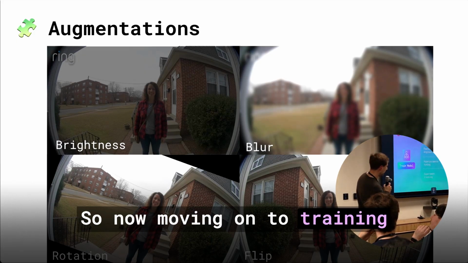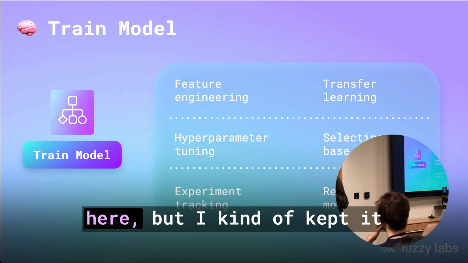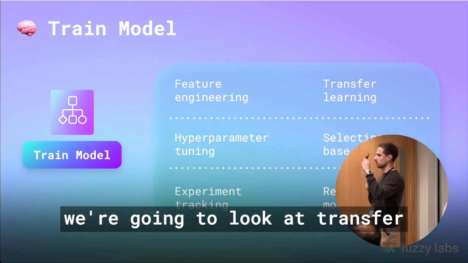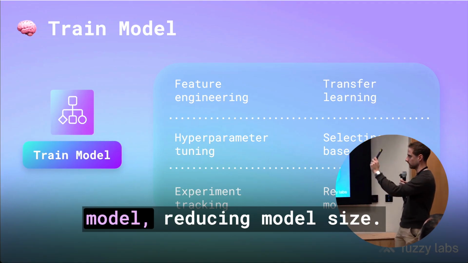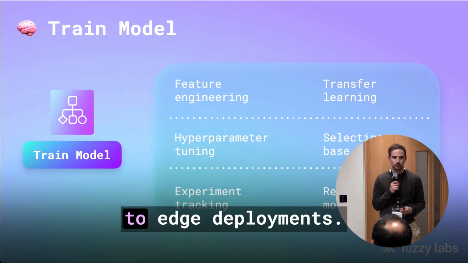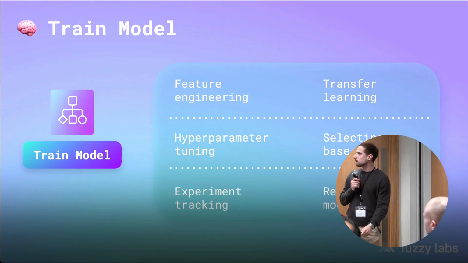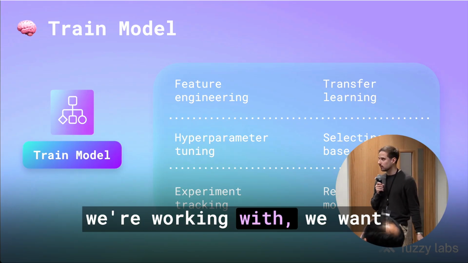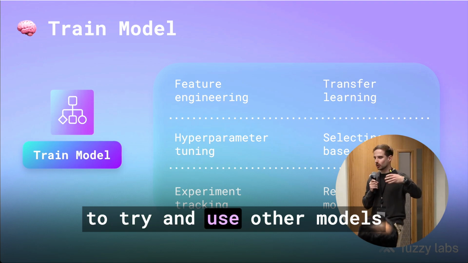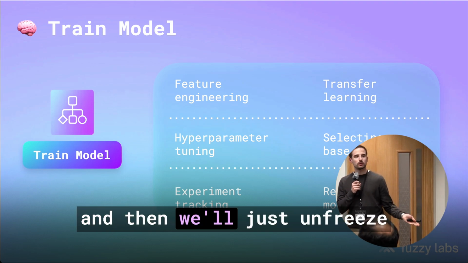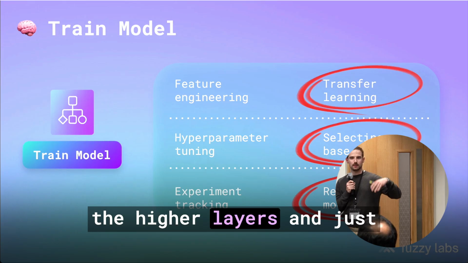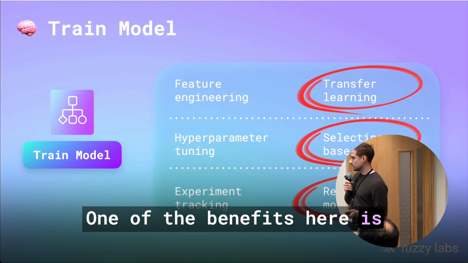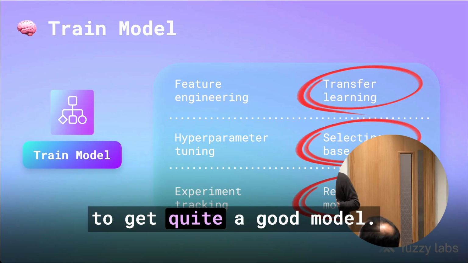So now moving on to training, I could put loads on here, but I kept it as concise as possible. Specifically in this case, we look at transfer learning, selecting a base model, and reducing model size, all very relevant to edge deployments. So starting with transfer learning, because we've got such a small data set that we're working with, we want to use other models that have been pre-trained, and then we'll just unfreeze the higher layers and train those specifically for the classes that we need. One of the benefits here is that we don't need much data to get quite a good model.